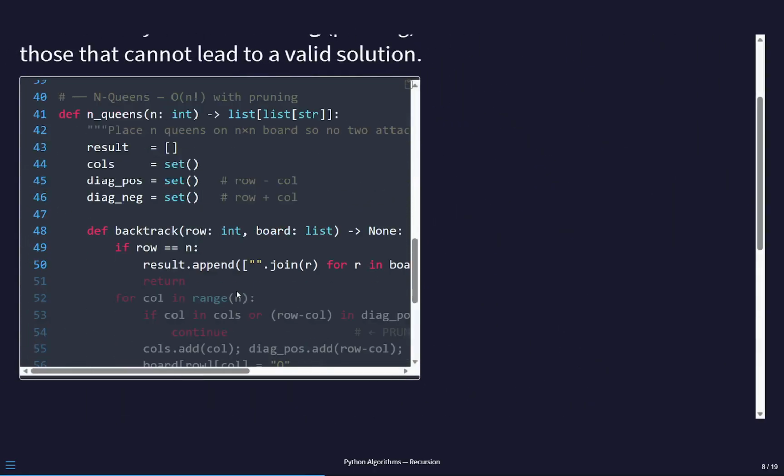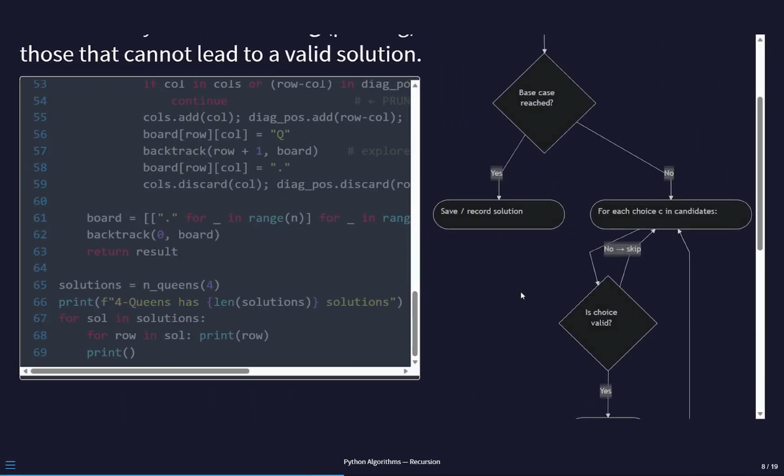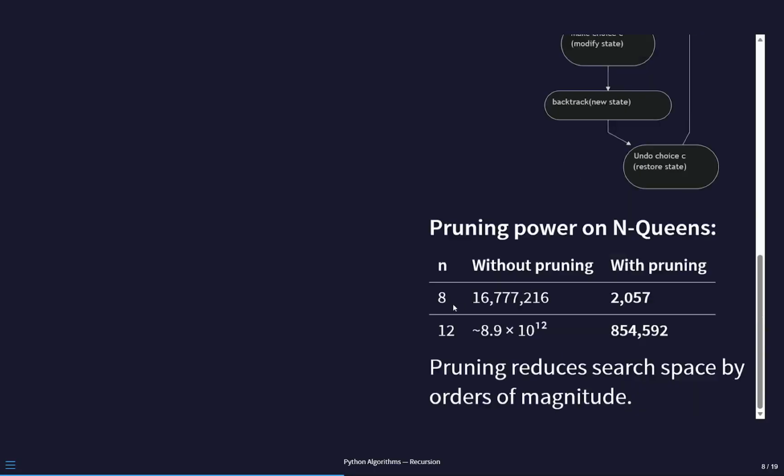The pruning power table says everything. For n equals 8, without pruning we'd evaluate 16 million board states. With pruning, 2057. For n equals 12, down from 8.9 trillion to 854,000. Pruning reduces the search space by orders of magnitude. The effectiveness of backtracking hinges entirely on the quality of your pruning condition.